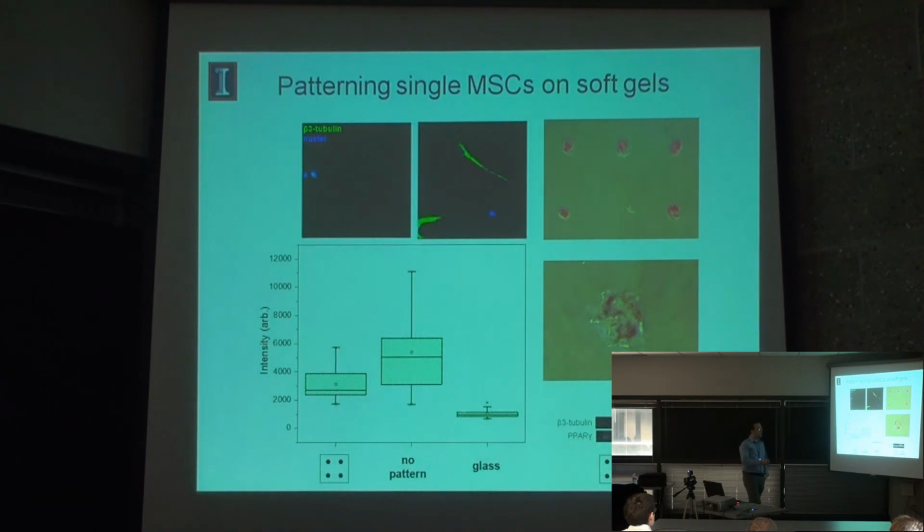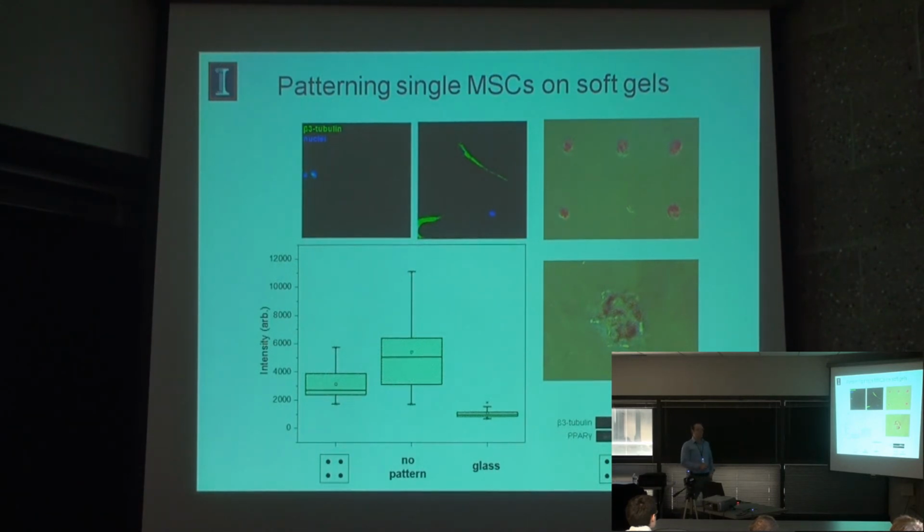Maybe more interestingly, when we pattern cells and we stain them for adipogenesis markers, we see that most of the cells across the surface are expressing markers associated with fat. And so I think this is really interesting. In a couple experiments, we saw greater than 90% of the patterned cells had lipid droplets.